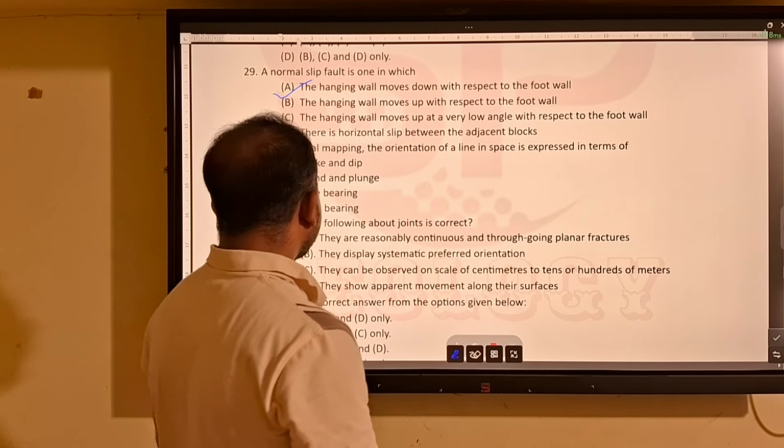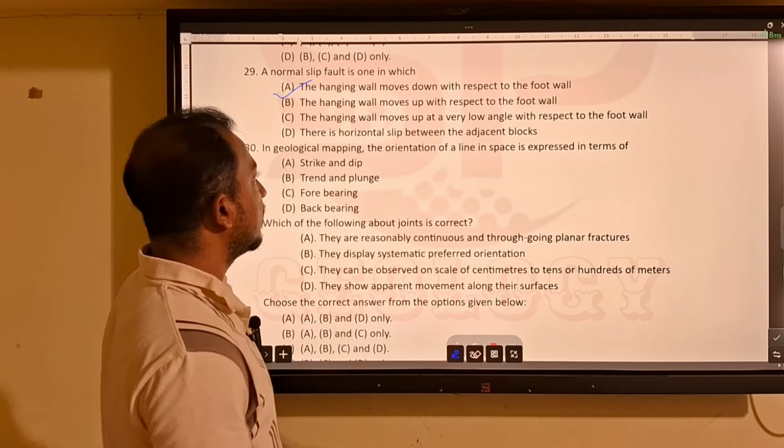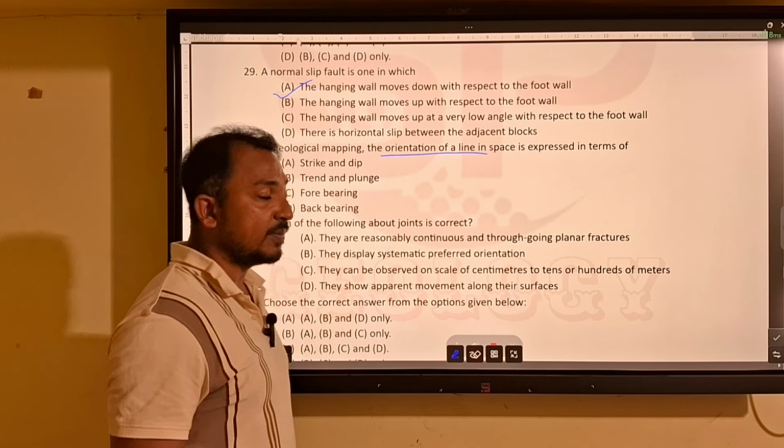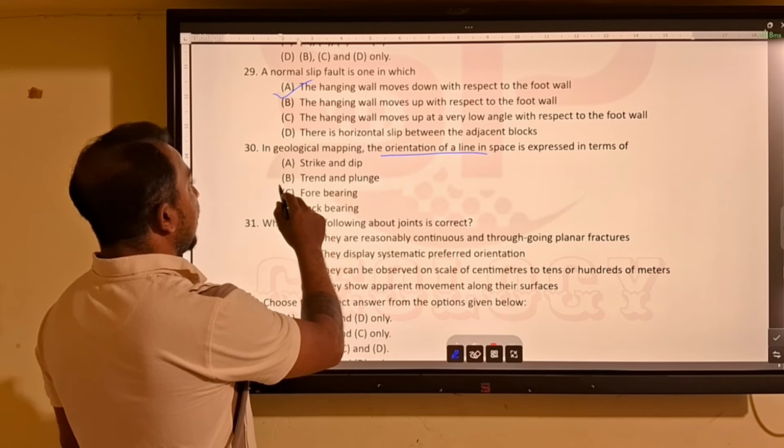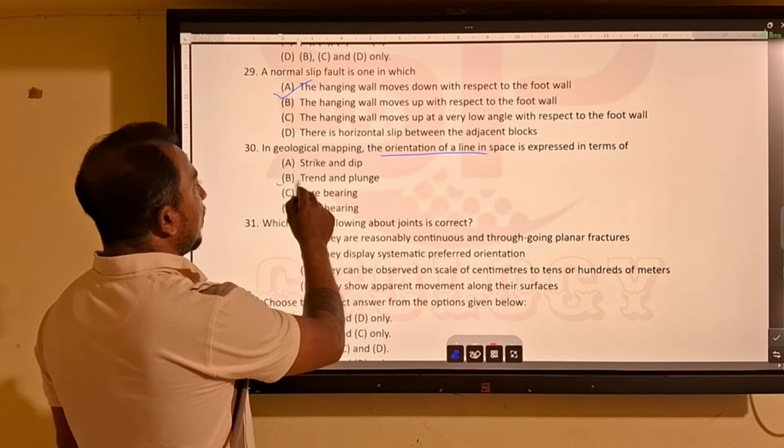Next question, in geological mapping, the orientation of a line in space. We have discussed this. The orientation means the attitude of the line. It is represented by trend and plunge, or you can say pitch and plunge. And if it is a plane, then it is represented by strike and dip. So your answer will be trend and plunge.